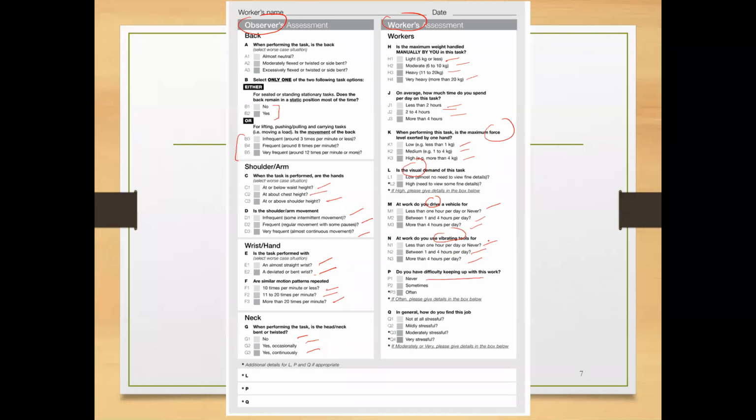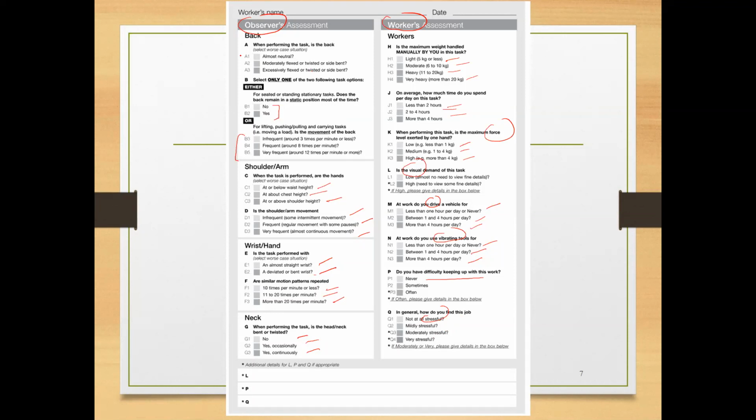Difficulty keeping up with the task. So that is, you can say, the monotony or something like that. So never, sometimes, often. And finally, in general, how do you find this job? So that is related to stress. No stress, mildly stressful, moderately stressful, or very stressful.